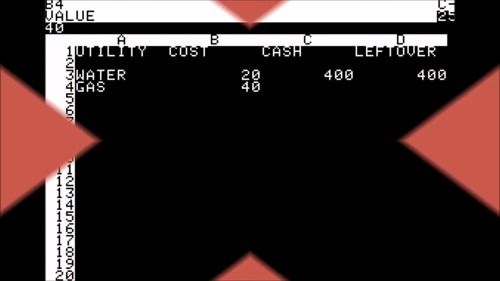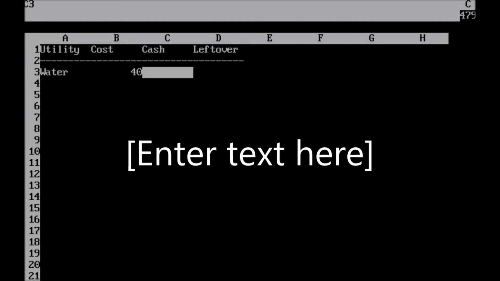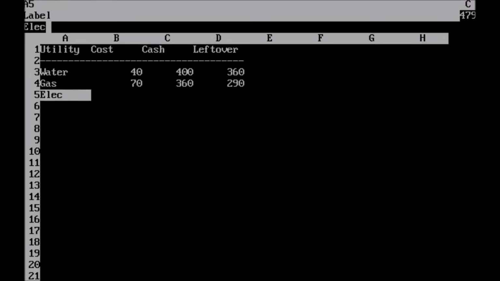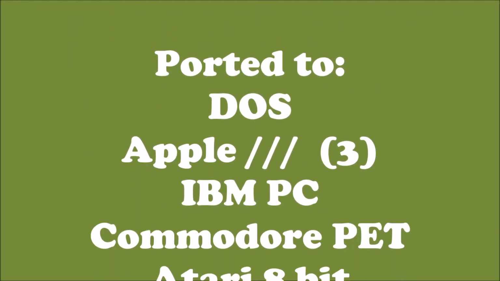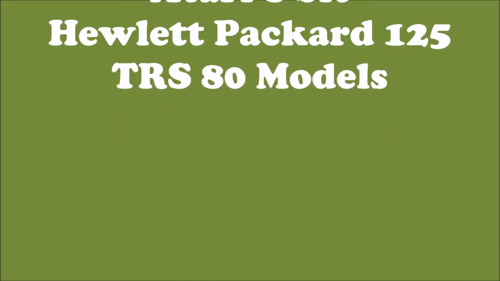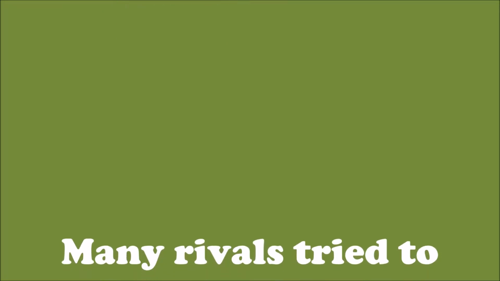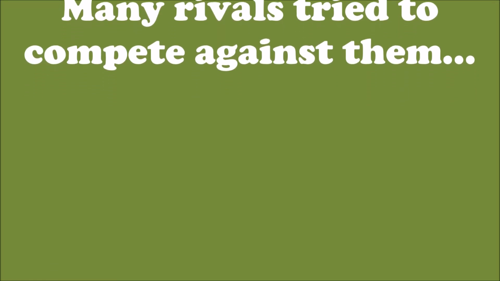In 1979, they released Visicalc, a spreadsheet program for the Apple II that was completely monochromatic, only using the colour white. The program didn't explode until a few years after its release and only gained publicity in 1981. This program was a commercial success due to this. It had been ported to DOS, Apple III, IBM PC, Commodore PET, Atari 8-bit line, Hewlett-Packard 125 and the TRS-80 models. It received a lot of rivals trying to take it over, but none of them did too well.